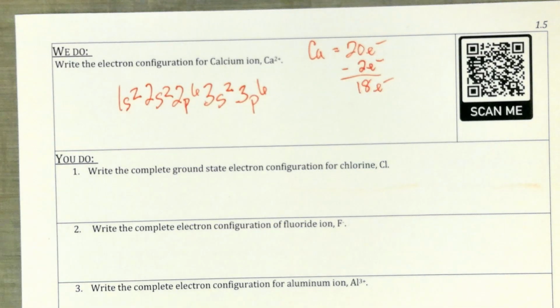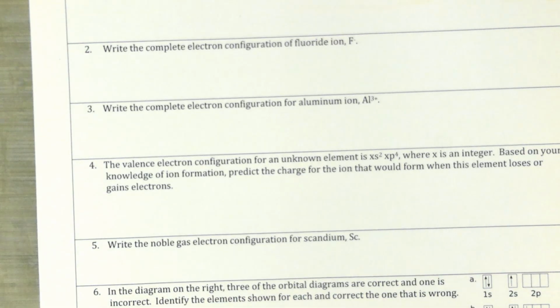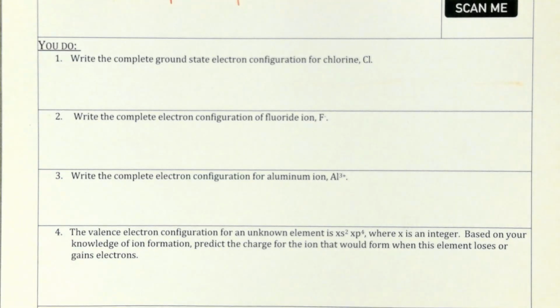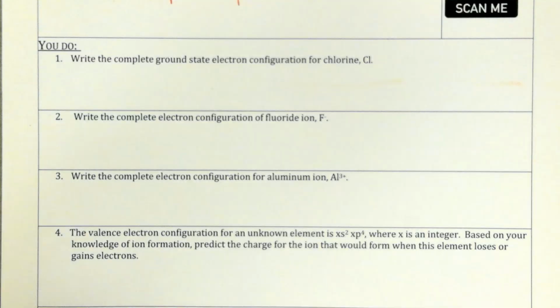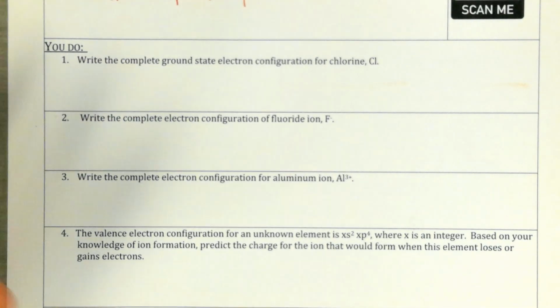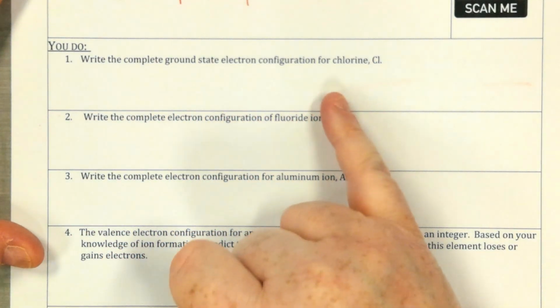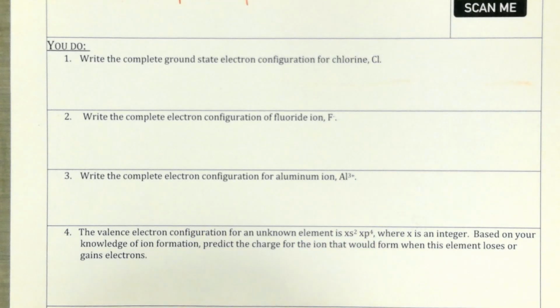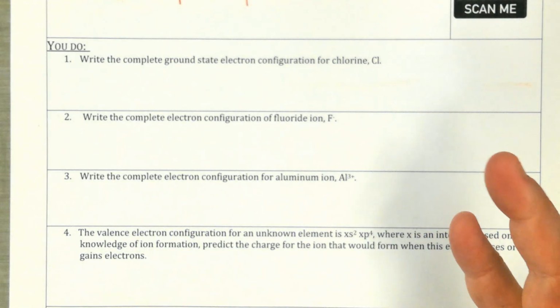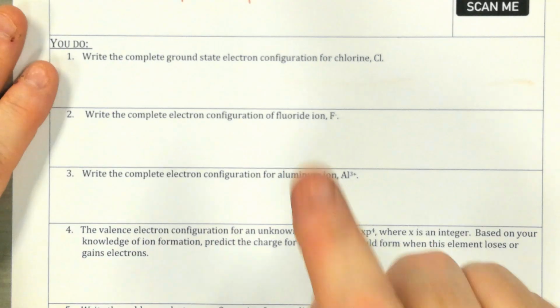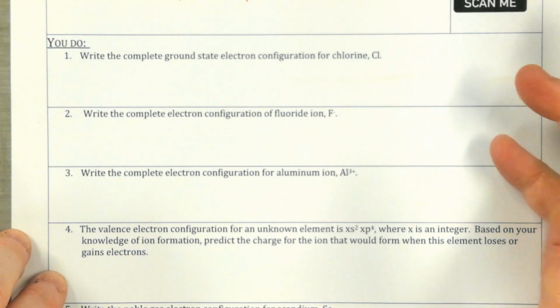Okay? All right, let's look at the you-do problems. You should have plenty of room to do the you-do problems. You shouldn't have to do it on a separate piece of paper. So number 1 is just like the I do. Write the ground state electron configuration for chlorine. Chlorine is element 17, and it's in period 3, so you need to show 17 electrons.